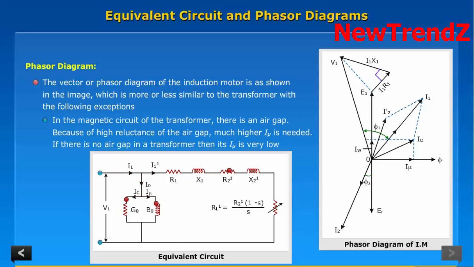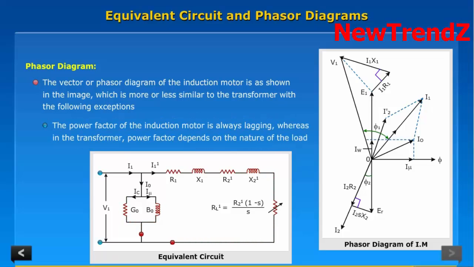In the magnetic circuit of the induction motor, there is an air gap. Because of the high reactance of the air gap, a much higher I mu is needed. If there is no air gap in a transformer, then its I mu is very low. The power factor of the induction motor is always lagging, whereas in the transformer, the power factor depends on the nature of the load.